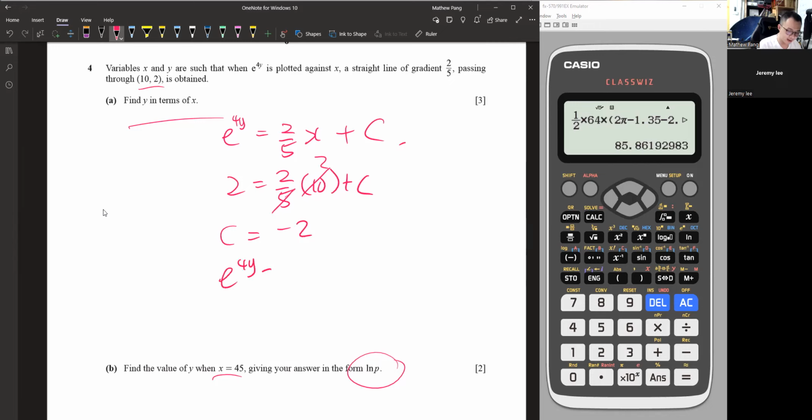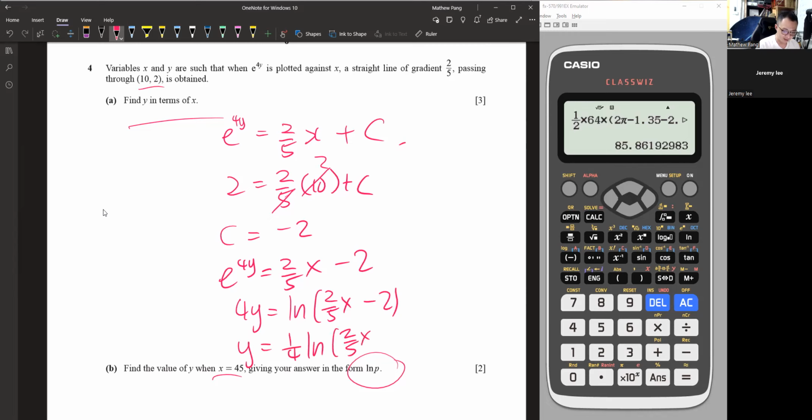So e^4y equals 2 over 5 x minus 2. 4y equals ln of 2 over 5 x minus 2. So y equals 1 over 4 ln of 2 over 5 x minus 2. Done.